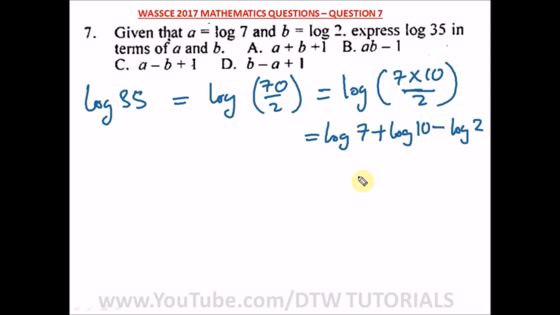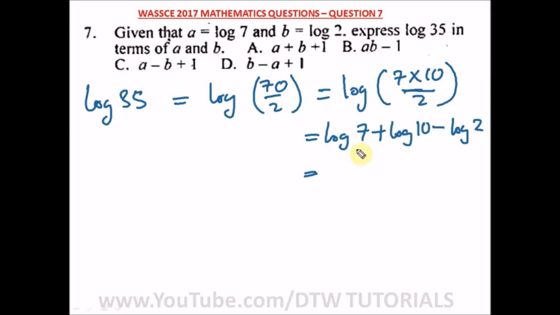So this will be a minus. From here we are told that log 7 is A and log 2 is B. And we know that log 10 is 1, since the log, when we are not told the base, is just an ordinary base, so we assume that this is log base 10.